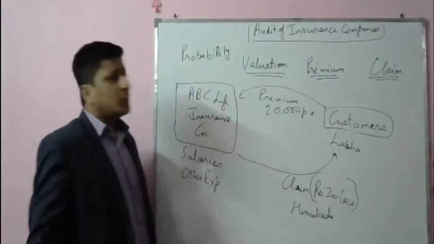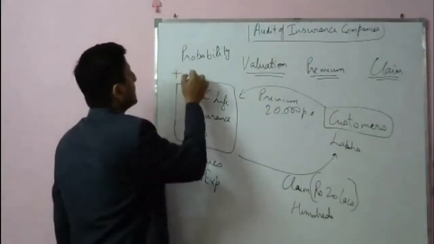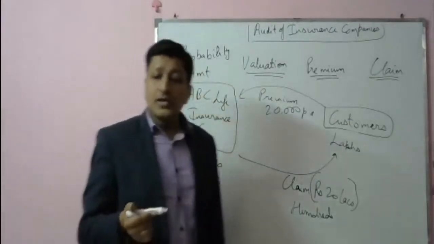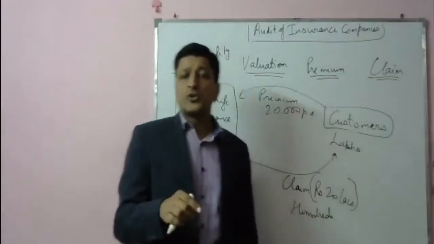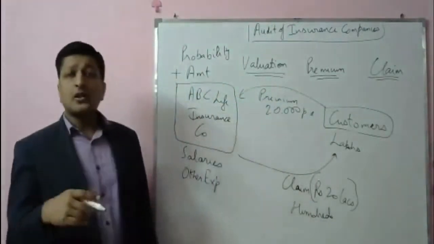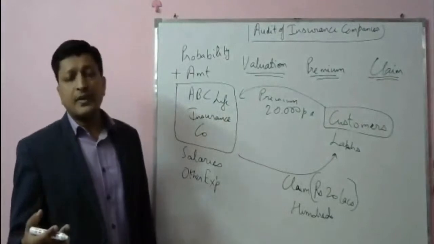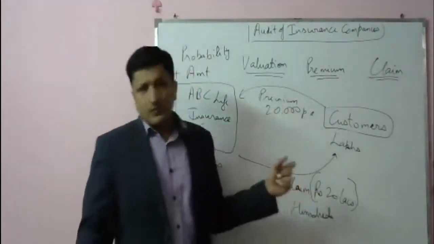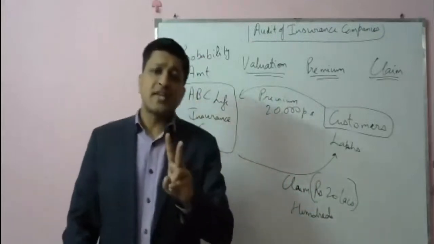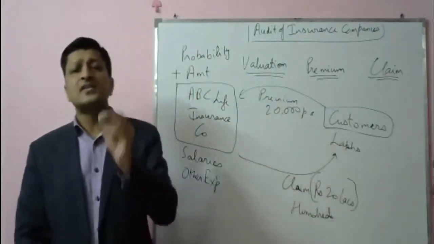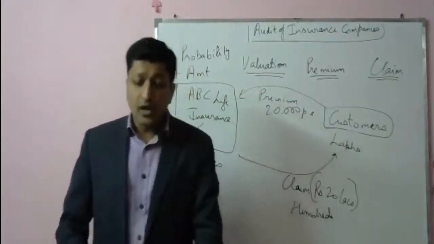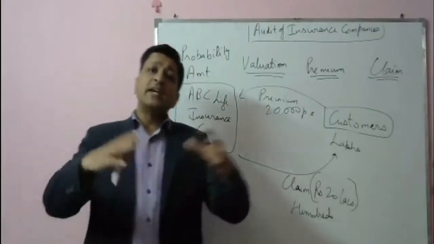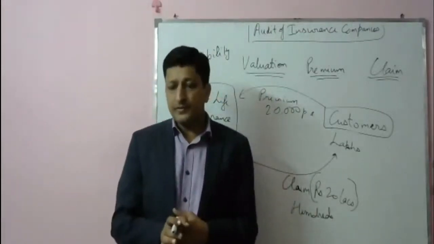Number two, the amount. Now, depending on the number of customers insurance company will have, depending on the terms the insurance company would be having with the customer, this claim amount would vary. Correct? So these two exercises are very, very significant in relation to the business of the insurance company, because this will drive the entire business model of the insurance company.